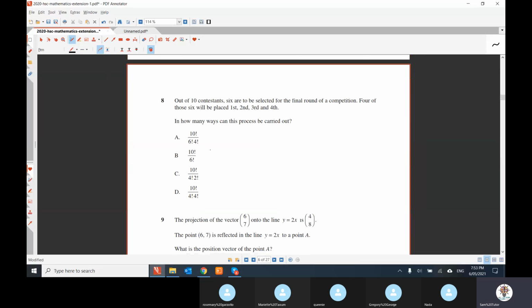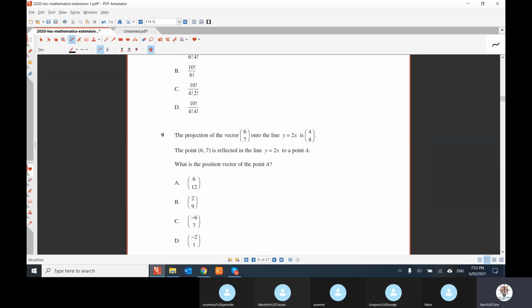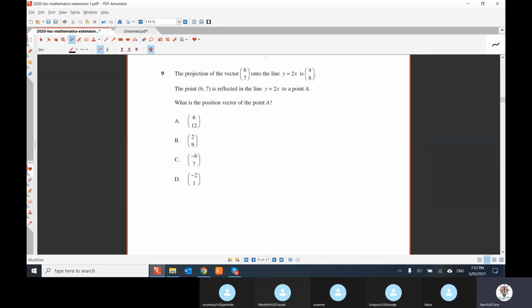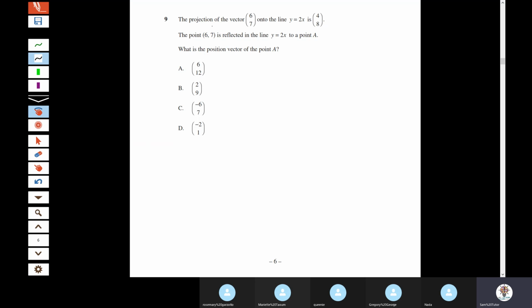3 multiple choices left. Perms and cons, leave it. I'm leaving it on purpose just to show some of you who are not confident with perms and cons. Worst case scenario, can we get a band 6 anyways?